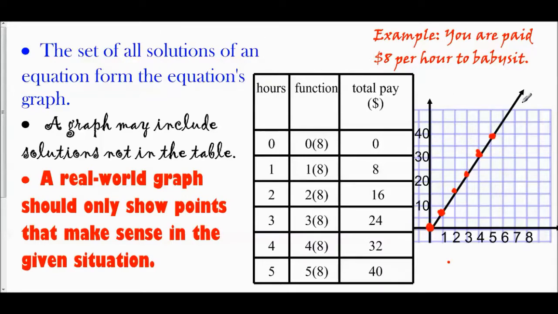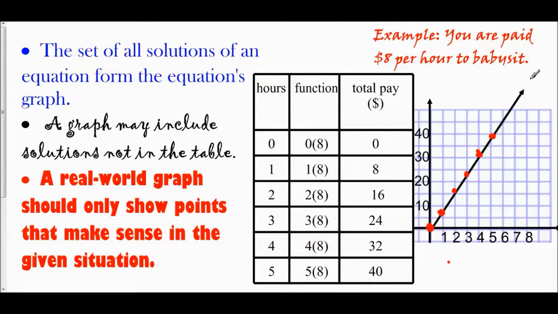Okay, so you can see that those solutions fall on the line. And I'm only showing the positives of a coordinate plane. I'm only showing quadrant 1 because there's no negatives in this situation. You're not going to babysit negative hours. You're not going to be paid negative dollars. And so that's why it's only showing this portion of the graph. It is an endpoint right here because you cannot babysit less than 0 hours. So it does not extend infinitely the other way.